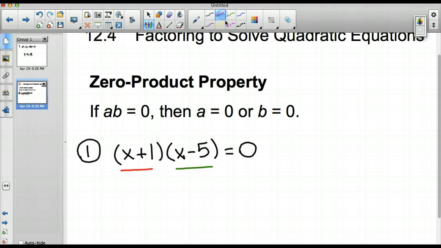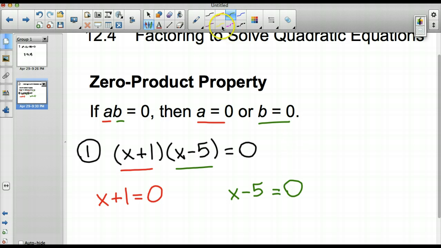Well, just like this zero product property says, if this times this equals 0, then either the A value has to be 0 or the B value has to be 0. Same thing down here. x plus 1 itself is a number. So if x plus 1 times the quantity x minus 5 equals 0, then either x plus 1 has to be equal to 0, or the other quantity, x minus 5, which itself is a number, has to be equal to 0.